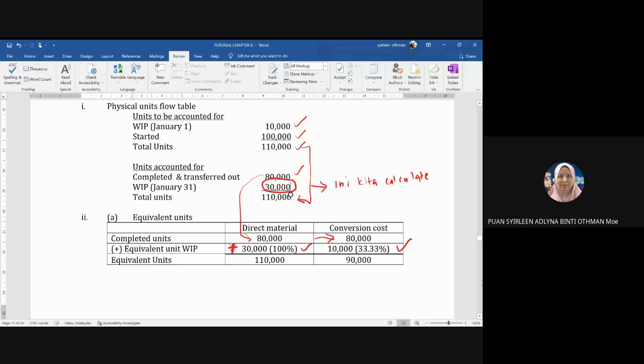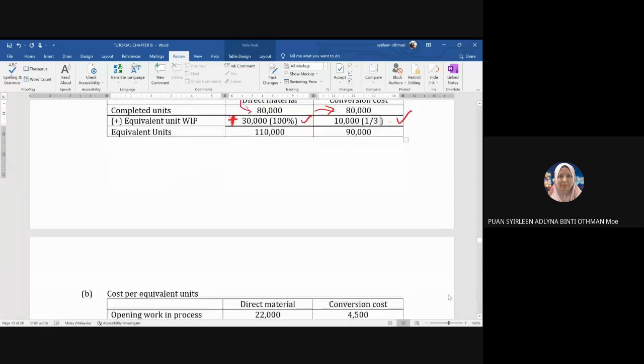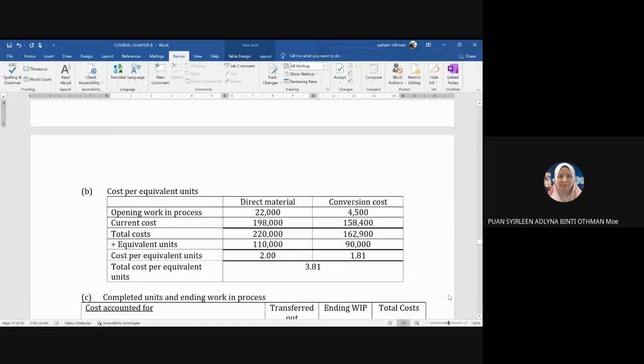Dia sebenarnya 30,000 kan, 1/3 is 10,000 lah. Okay, this is 1/3 actually. Kalau kita guna 33.3 times 30,000 ni, dia akan jadi 99999. Okay, so I prefer to use 1/3 lah. Sama je sebenarnya. Dia akan dapat nombor bulat. Okay, alright, so your cost per equivalent unit untuk direct material ialah RM2.